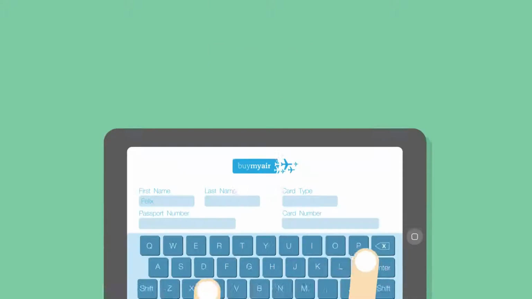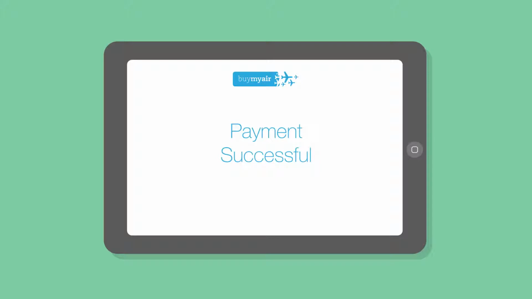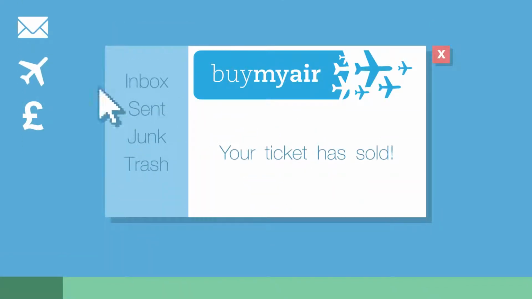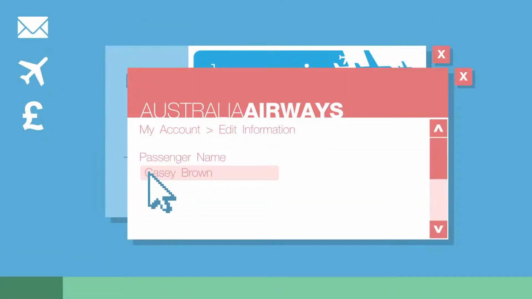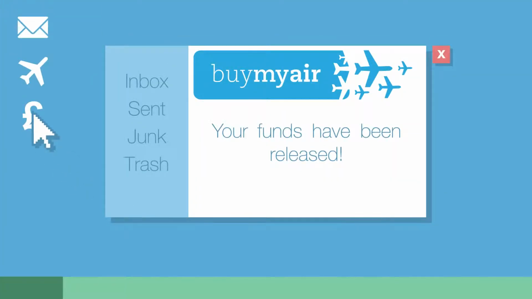Number two, someone finds the flight and decides to buy it. They pay immediately, but we keep their money secured and simply pass their details to the seller. It's only once the name on the tickets has been changed and the buyer has confirmed this with the airline that we release the funds.